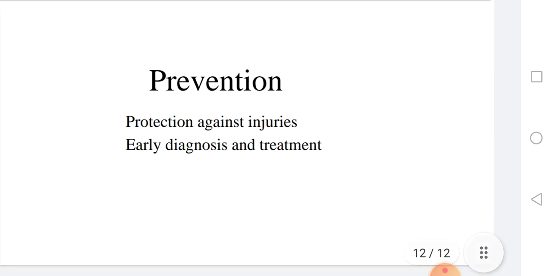Prevention: protection against injuries to prevent the infection. Then, early diagnosis and treatment. This will be a good thing.